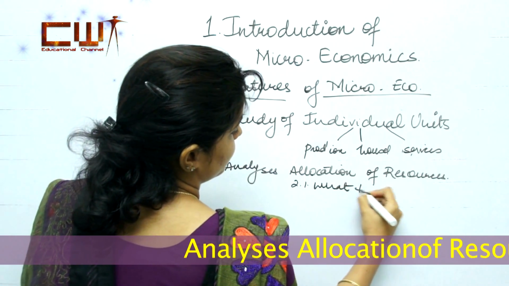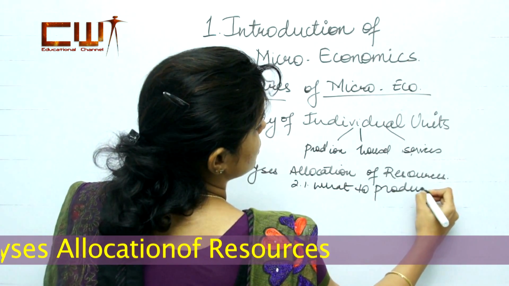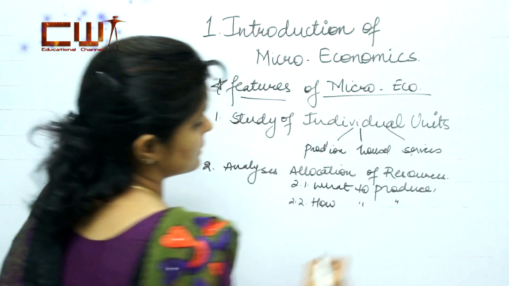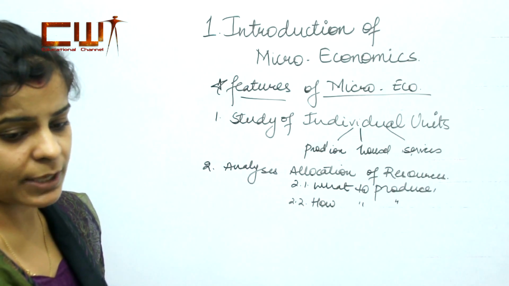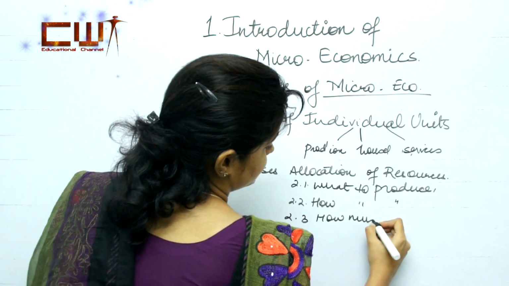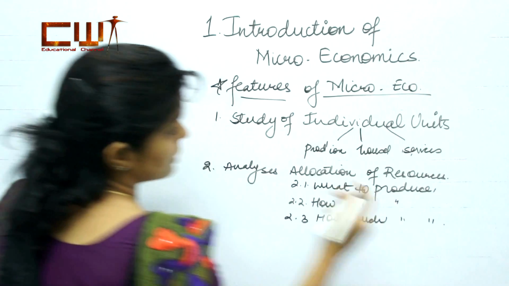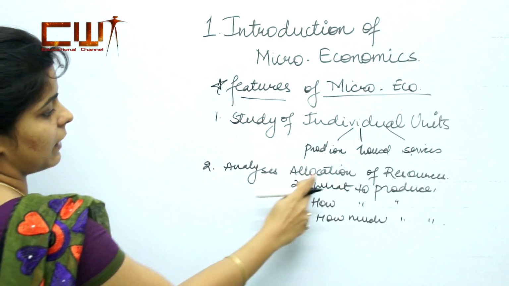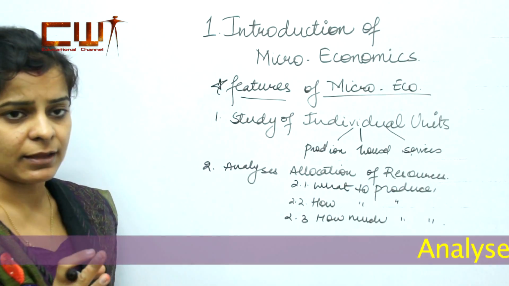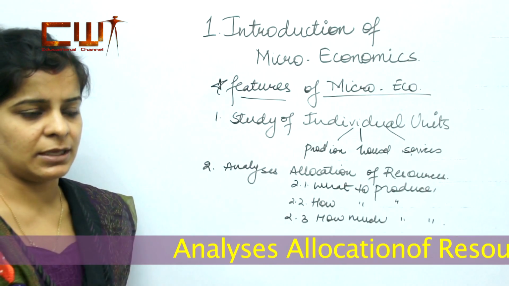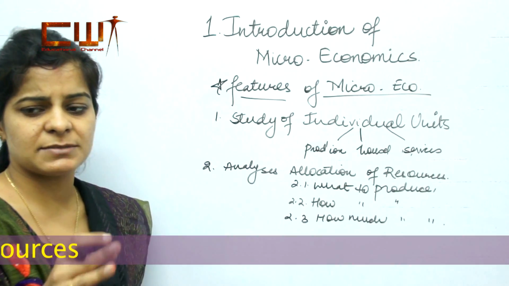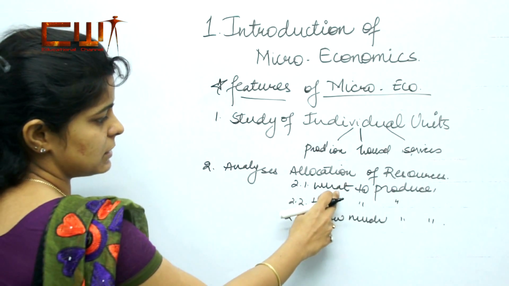what to produce. First problem is what to produce, right? Second problem is how to produce. First is what to produce, second is how to produce, and third is how much to produce. These are the three problems that are studied under allocation of resources. You don't know what to produce. There you can produce anything, but what requires the emergency? Emergency is spending money towards the food, or emergency is spending money towards any other sector. So this is what to produce.